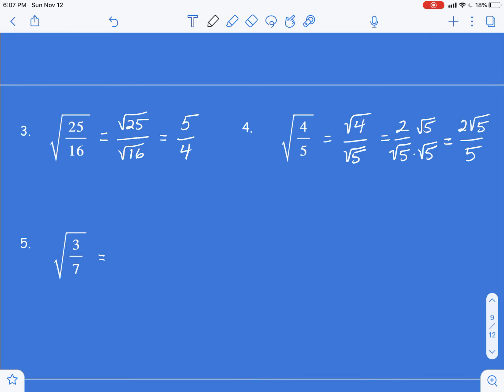Final one here. Again, I'm going to take this and I'm just going to break it apart. And then I'm going to rationalize. Again, don't try to break the 7 into the 21. You cannot do that. Okay? So we're going to try some of these.